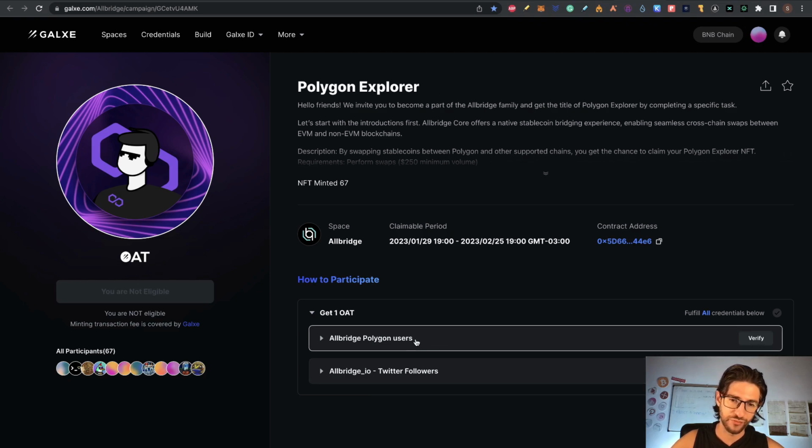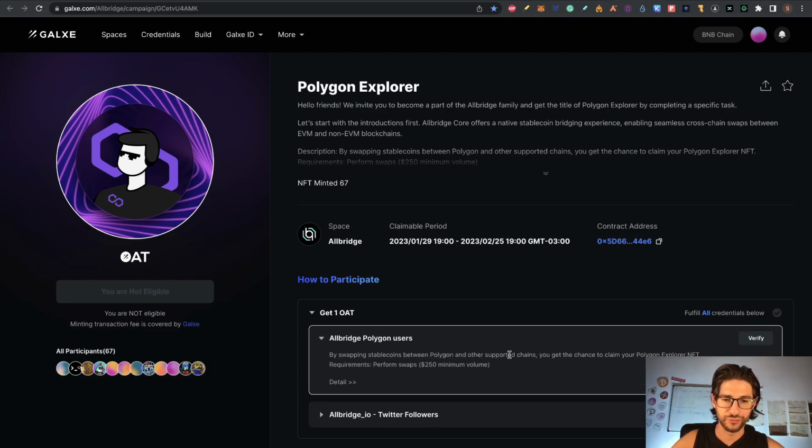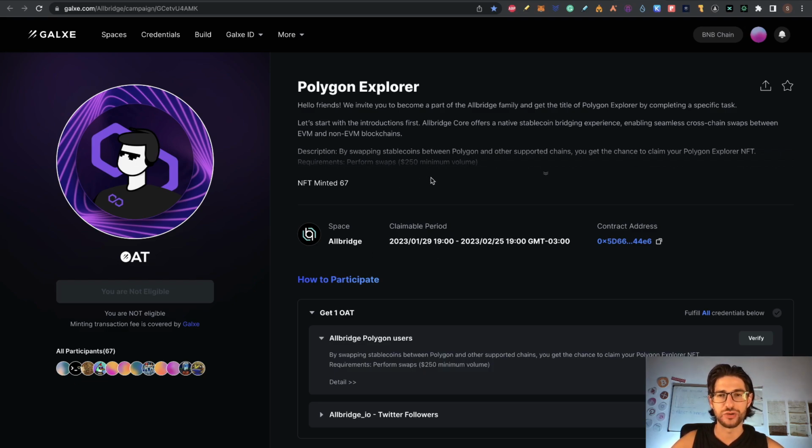You need to be following the Twitter, and you need to swap stablecoins between Polygon and another chain to get a chance to claim your Polygon Explorer NFT, and you need to swap at least 250 in volume here. One thing that I like, guys, and you can see it here, is that this is from the 29th of January until the 25th of February, so it's less than 1 month. And you can see that there are only 67 participants on this one.